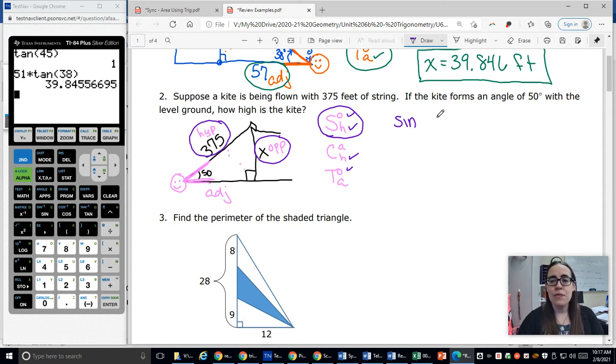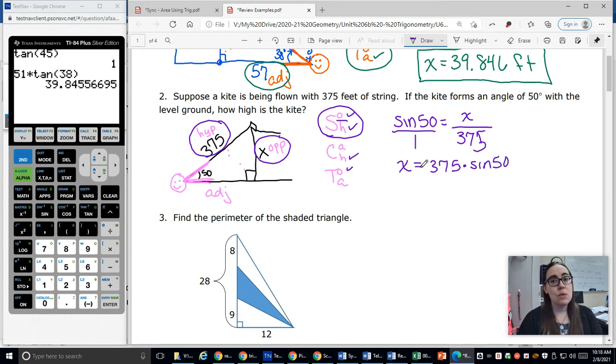Sine of the angle, 50 degrees, is going to equal the ratio of the opposite side to the hypotenuse. My opposite side is x. My hypotenuse is 375. So then I can put this side over 1 and cross multiply. X times 1 is x. 375, oops, that should be 375 times sine of 50.